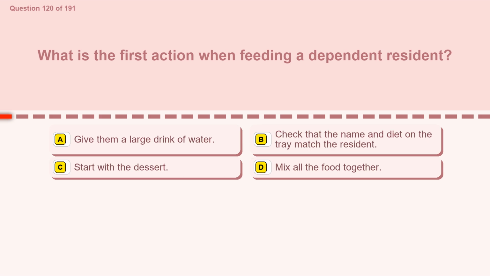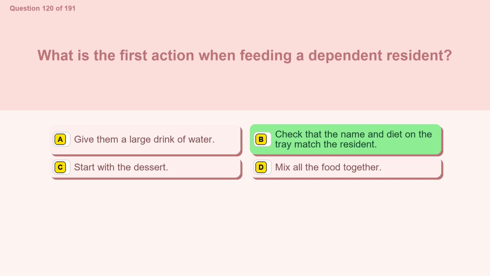Question 120. What is the first action when feeding a dependent resident? Option A. Give them a large drink of water. Option B. Check that the name and diet on the tray match the resident. Option C. Start with the dessert. Option D. Mix all the food together.